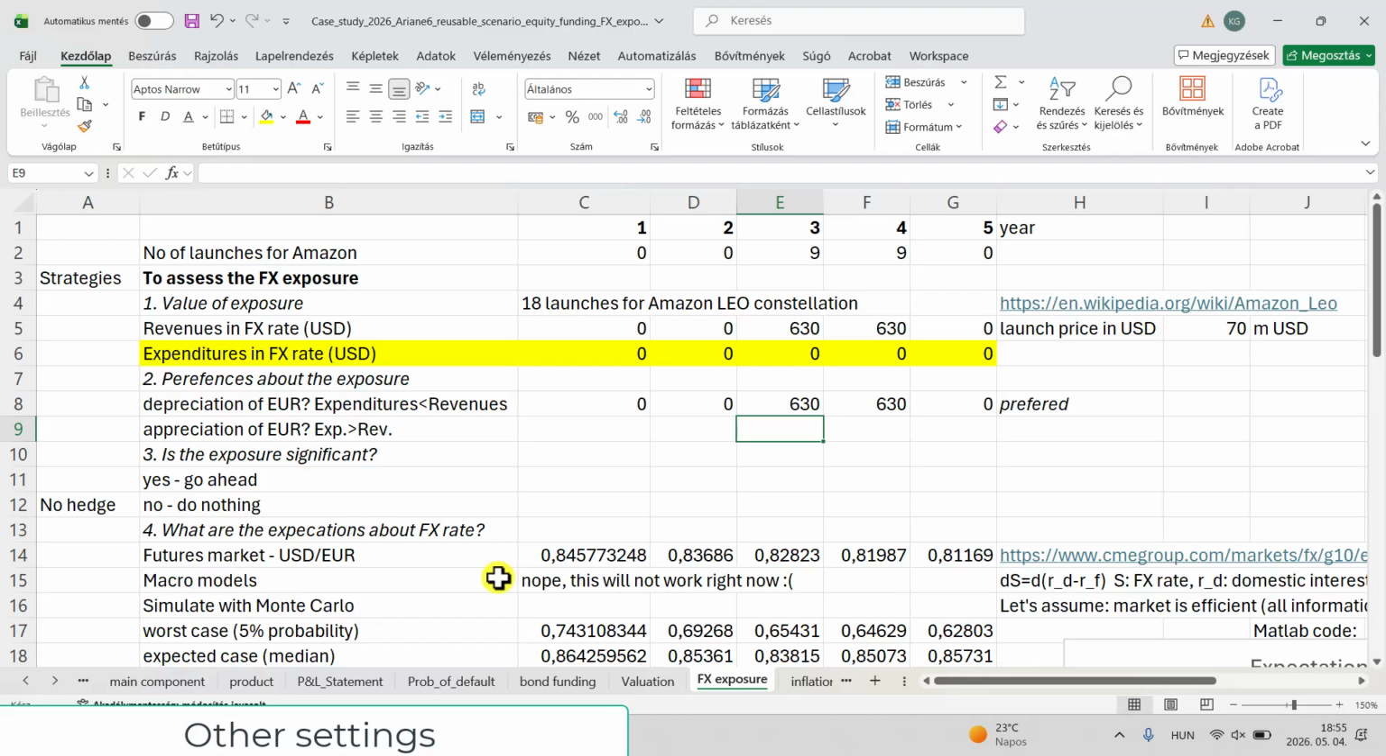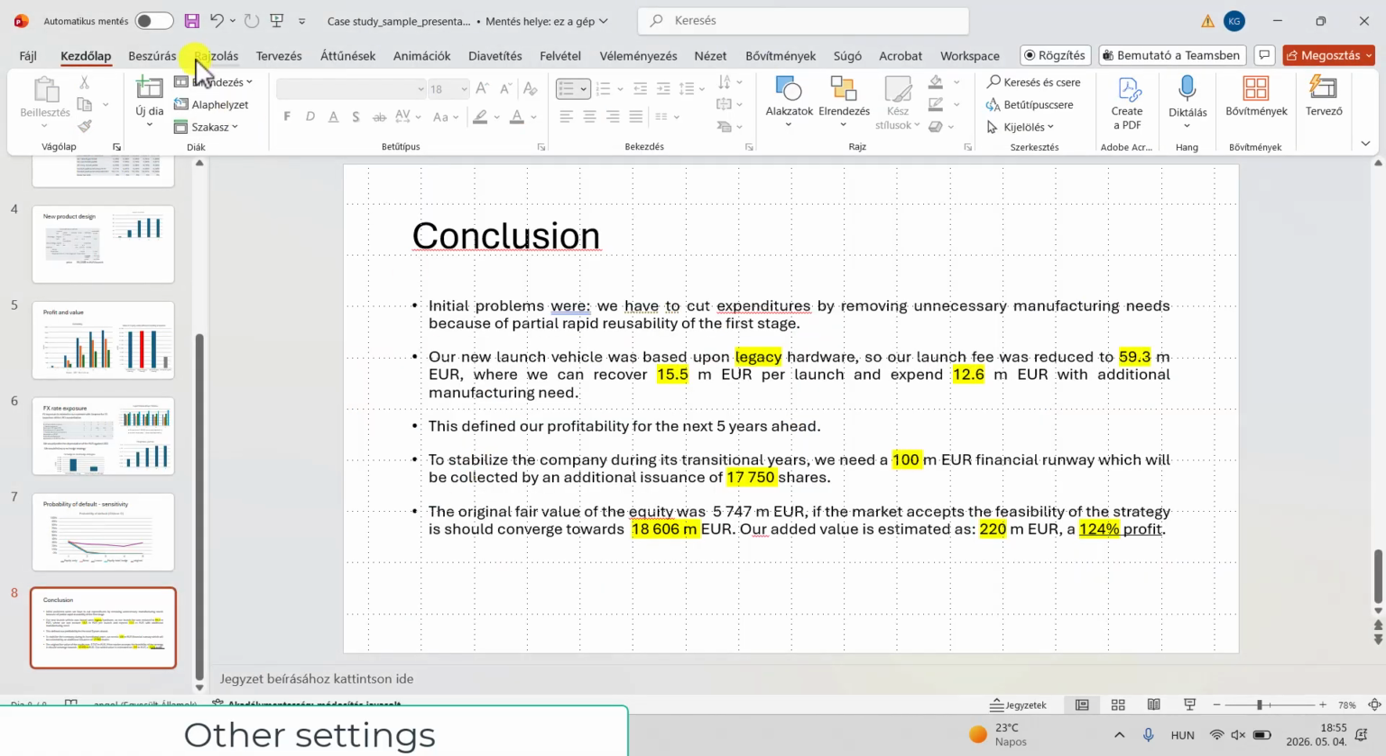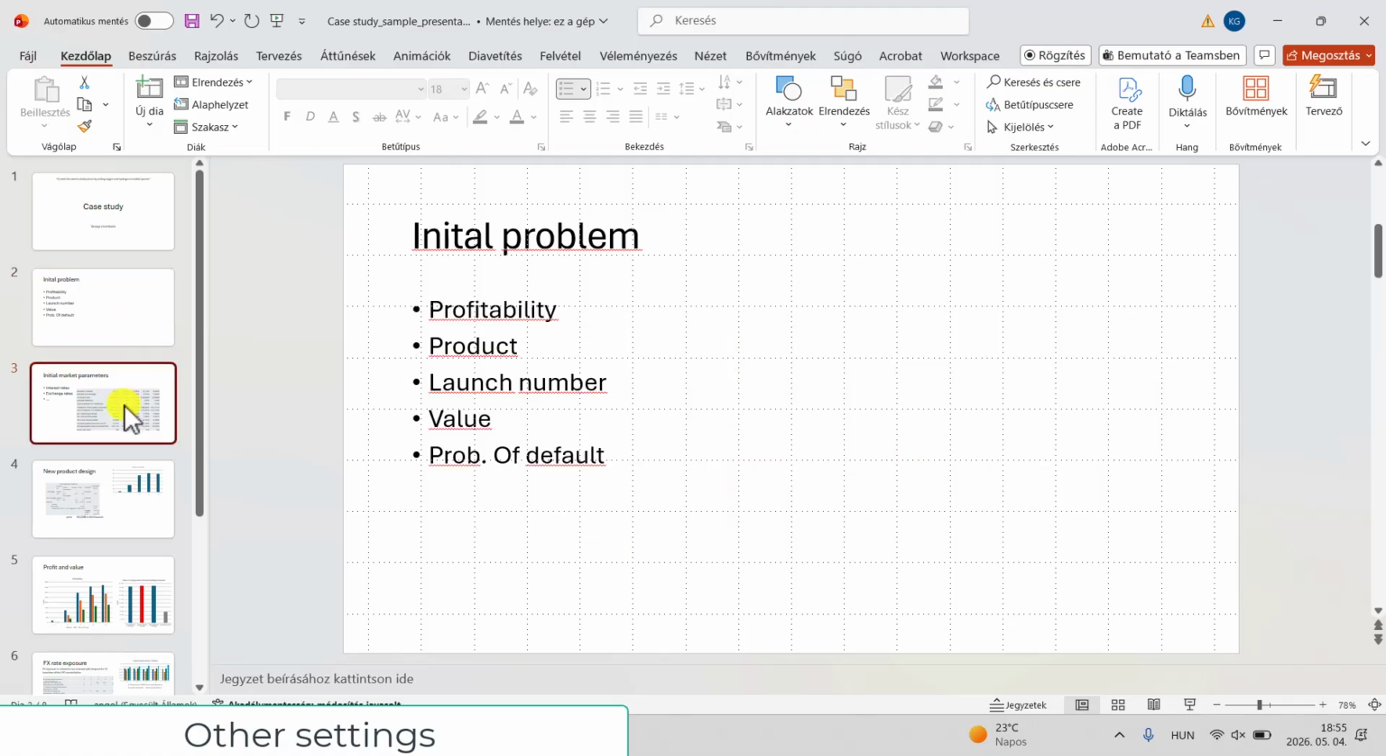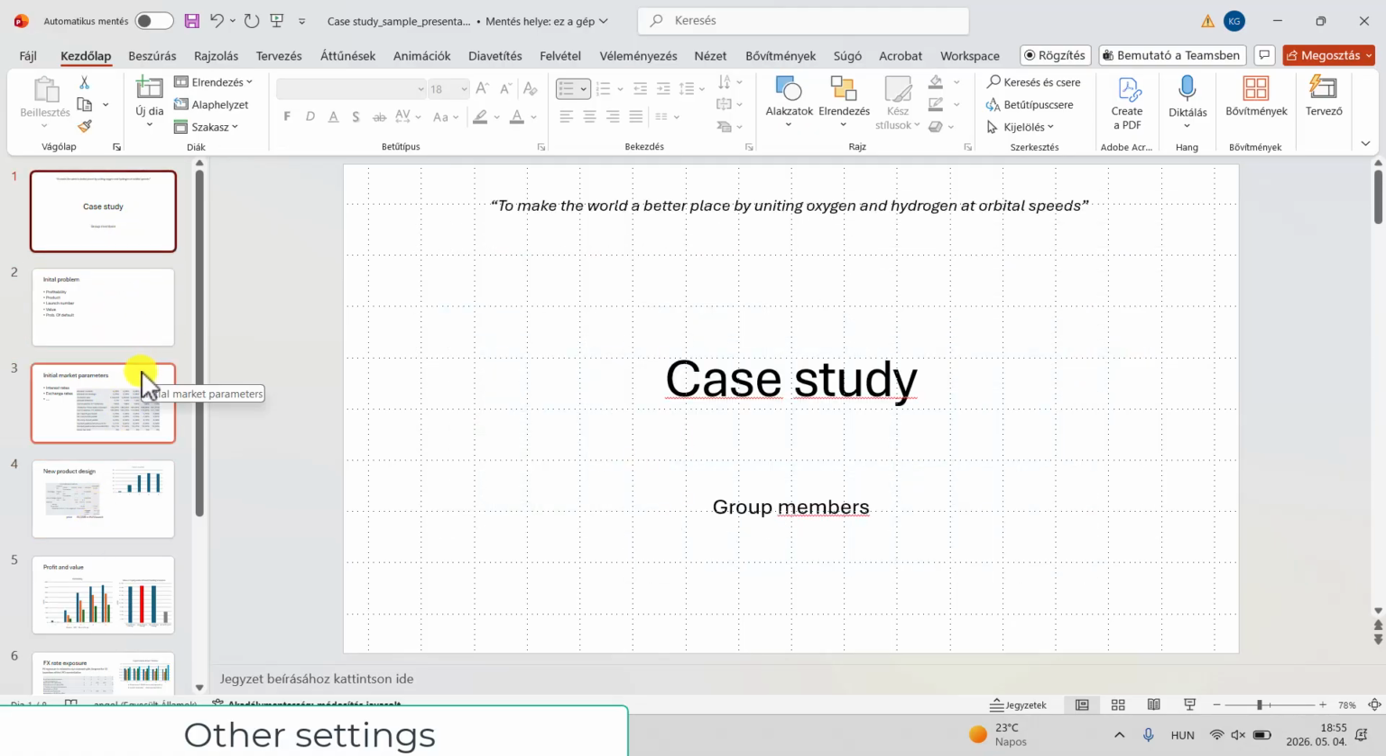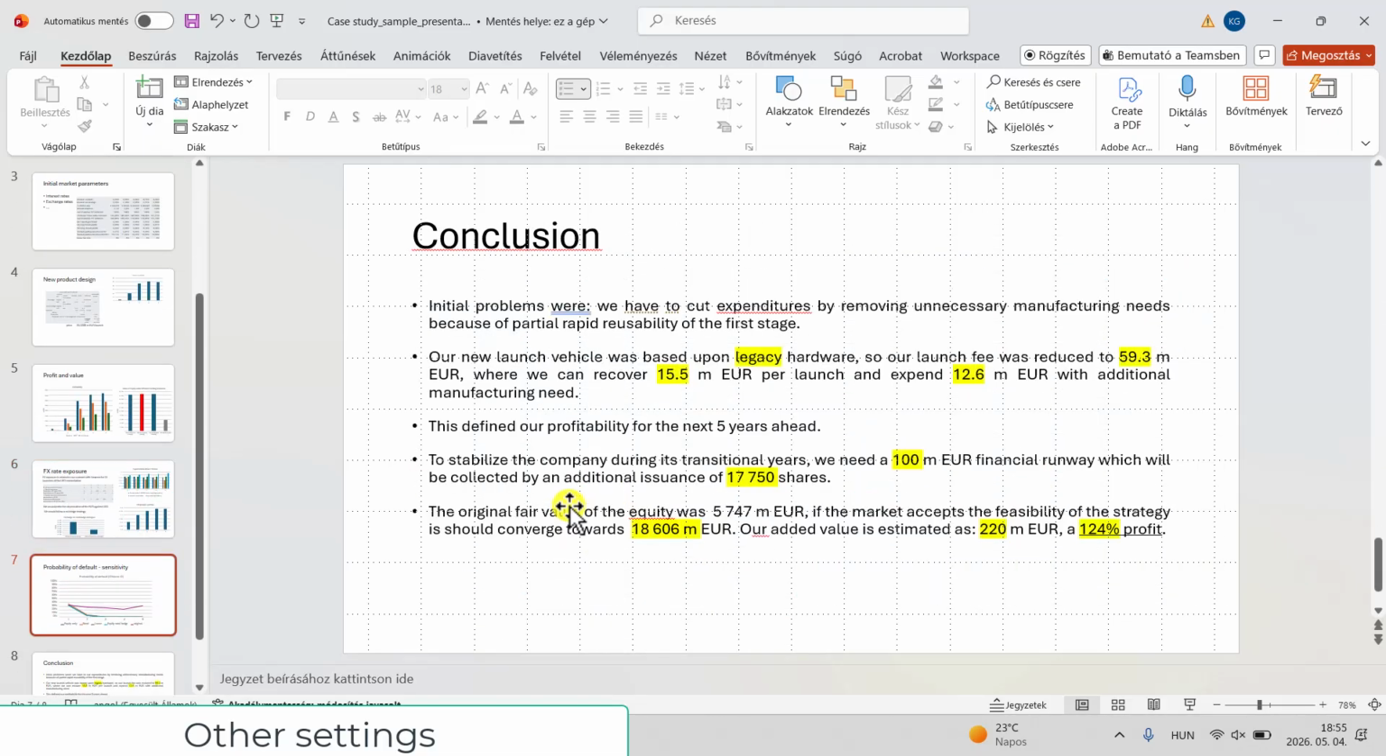So we have to test this one, and after that we can say that this is the beautiful conclusion. So now we can wrap this thing up, and practically that's all what we need. You can see here that within 50 minutes we were able to finish the whole case study if we are efficient enough.